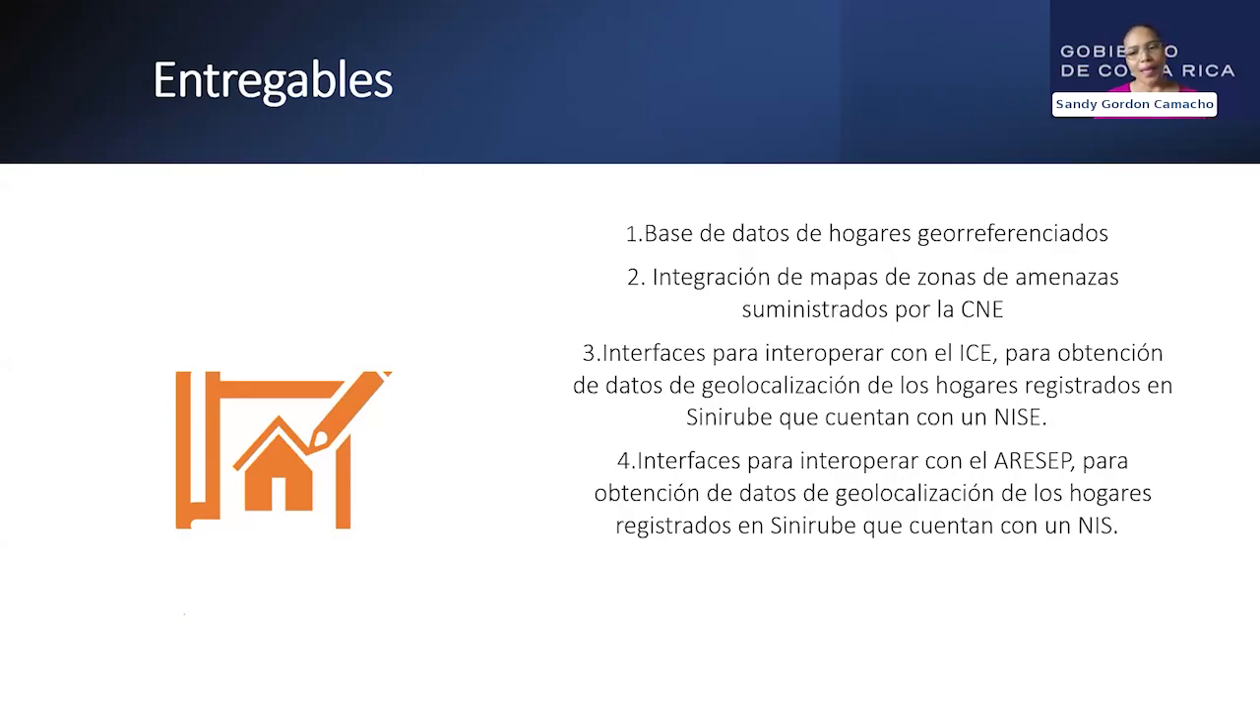And also we have interfaces for interoperability with the Costa Rican Electricity Institution to obtain geolocation data for households registered in Sinirube. And of course, this interoperability enables us to know that the data we collected or provided face to face when we go to do social intervention processes, we can check or compare against other databases to have the most accurate data possible.